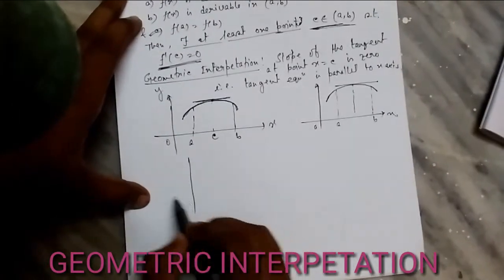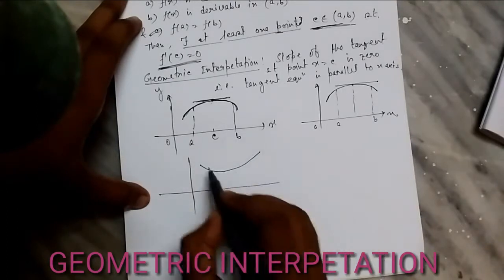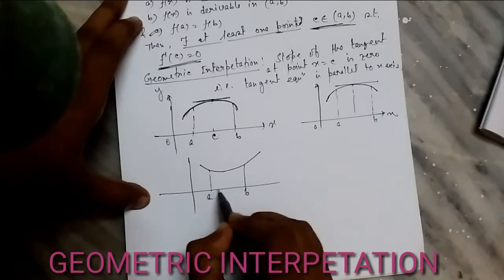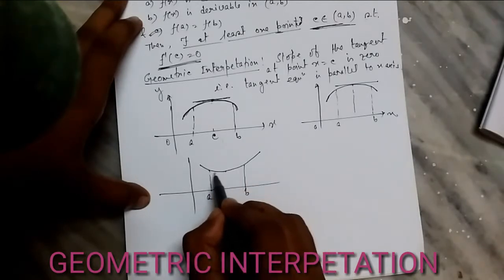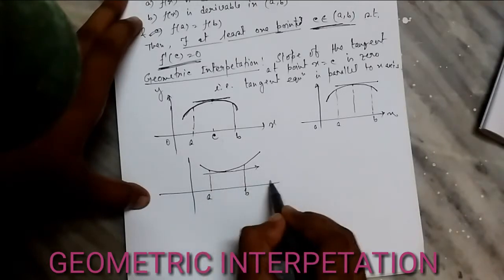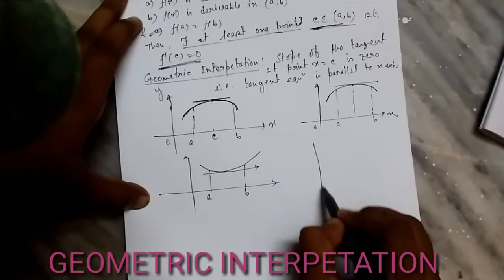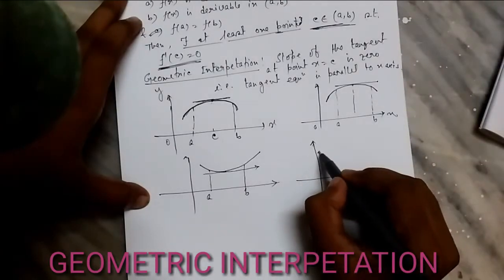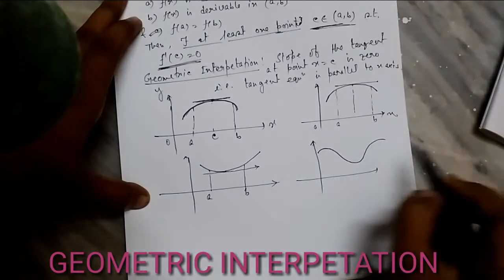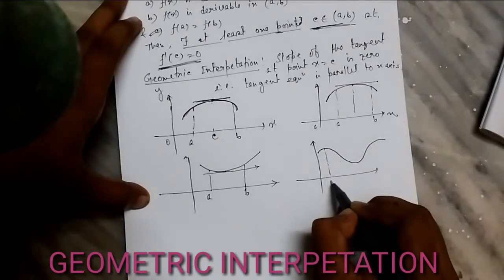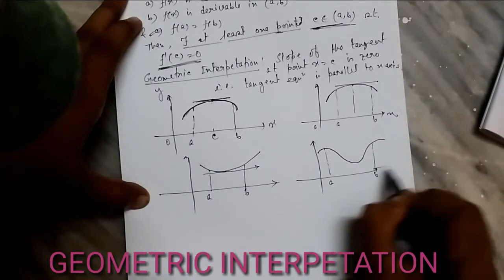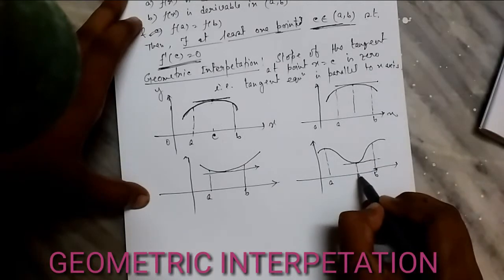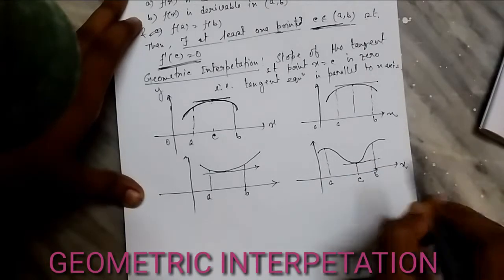If we draw another picture, suppose this type, here at points a and b the functional values are the same, and at this point c, if we draw the tangent, it is parallel to the x-axis. Again, if we draw another curve, suppose this kind, at a and at b the functional values are the same, and at this point, if we draw the tangent, this tangent is parallel to the x-axis.